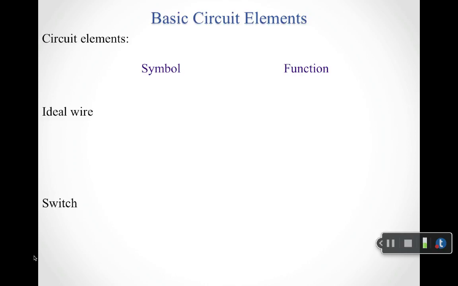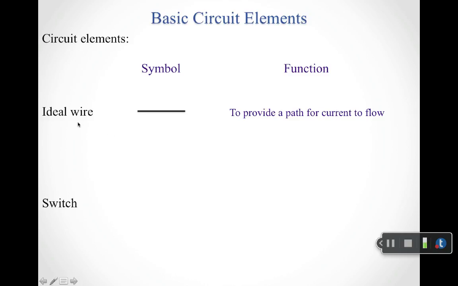So the first thing we're going to do in talking about circuits is basically just make sure it's very clear both the symbols and the functions that we're going to use for the circuit elements that we're going to end up talking about in this class. So let's start with the most basic.